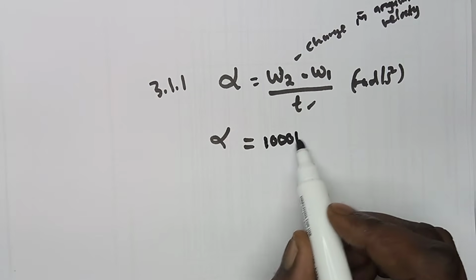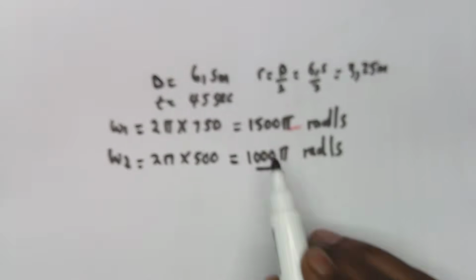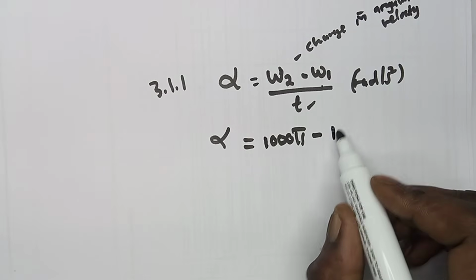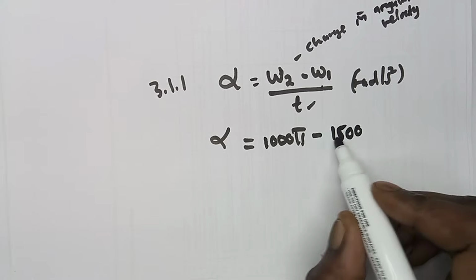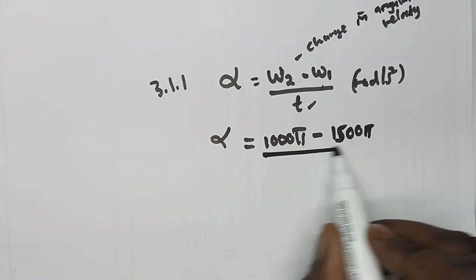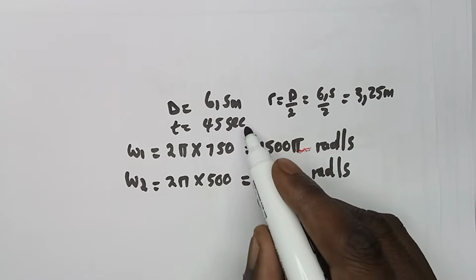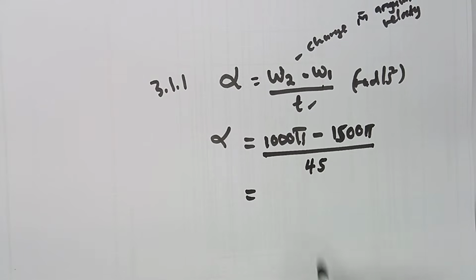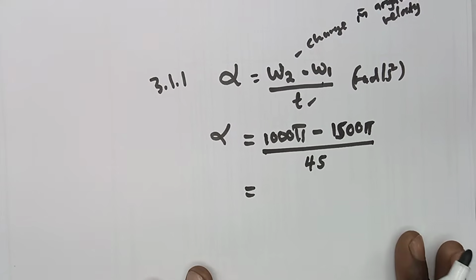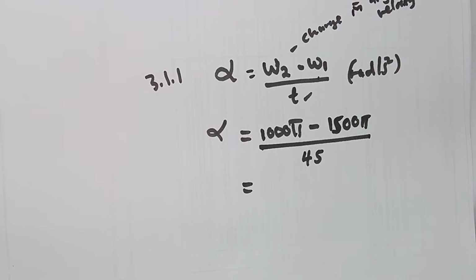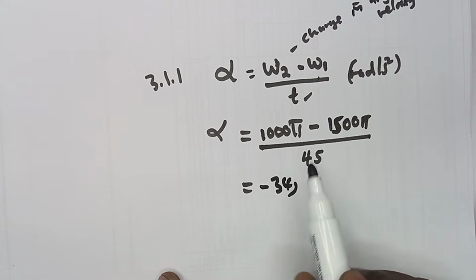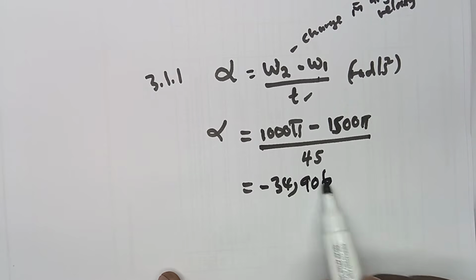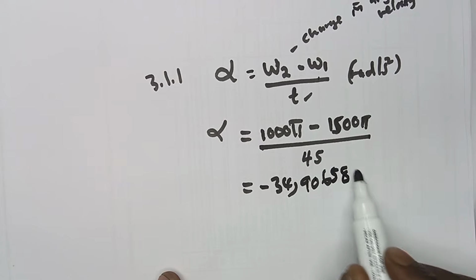So that's 1000 pi minus omega 1, which is 1500 pi, everything over the time which was taken, and our time is 45 seconds. So that's 45 there, which means you are going to obtain a negative there, because actually it was reducing in terms of speed, so definitely it's going to be a negative. So this one will be negative 34.90658, whatever you're going to have there.